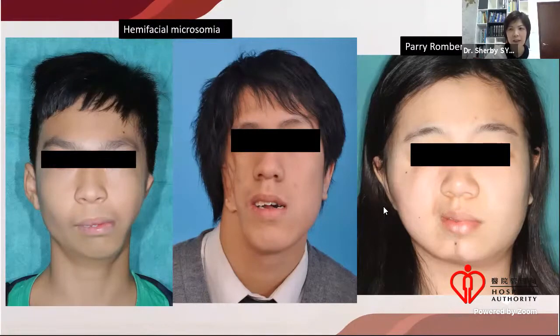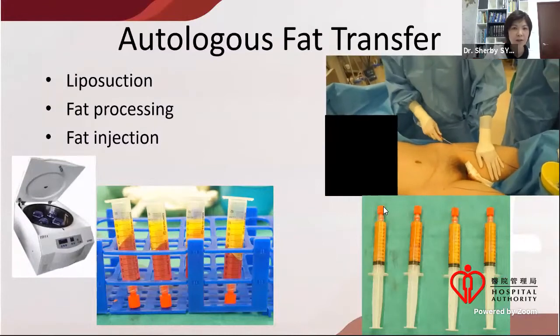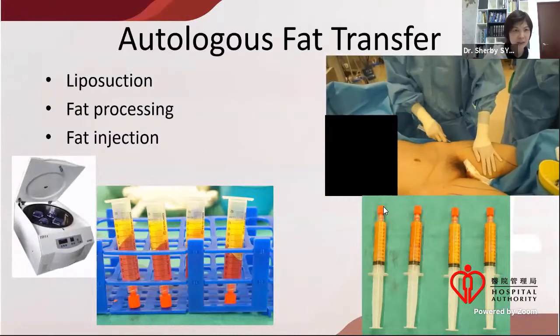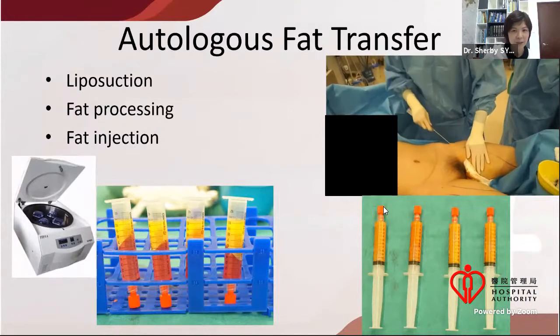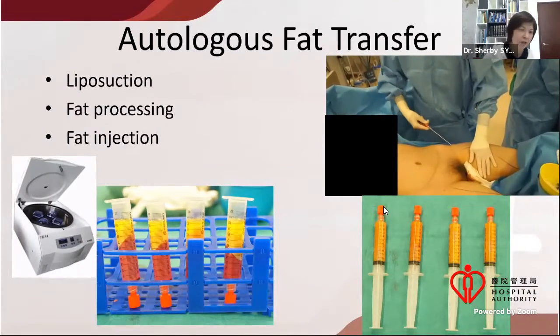So very often, at a certain point of the treatment for these patients, we will offer to fill up the defect with the patient's own fat to obtain symmetry between both faces. The procedure is known as autologous fat transfer. Autologous fat transfer is actually divided into 3 parts mainly. First part is liposuction to harvest fat from either the thigh region or the lower abdomen.